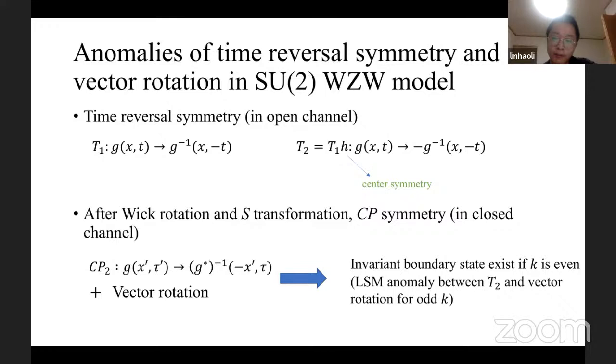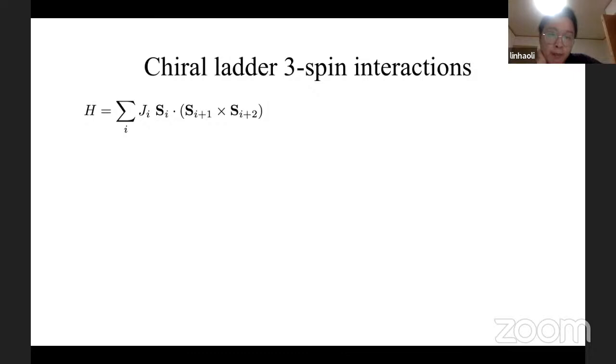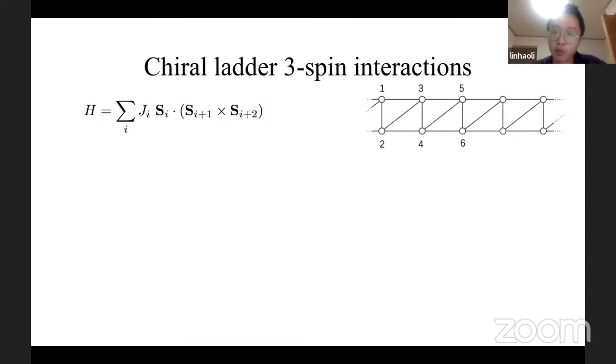Let me illustrate this point with the simplest case, k equals 1. A lattice model which can reflect the emergability of the SU(2) level 1 Wess-Zumino-Witten theory is a spin-1/2 chain with three-spin interactions. Here, the coupling coefficient is 1 or minus 1. And physically, this three-spin interaction takes place in the third order perturbation theory of half-filled Hubbard models. Now we can use this snake-like two-leg ladder diagram to represent this Hamiltonian, and each three-spin interaction is defined in each triangle.